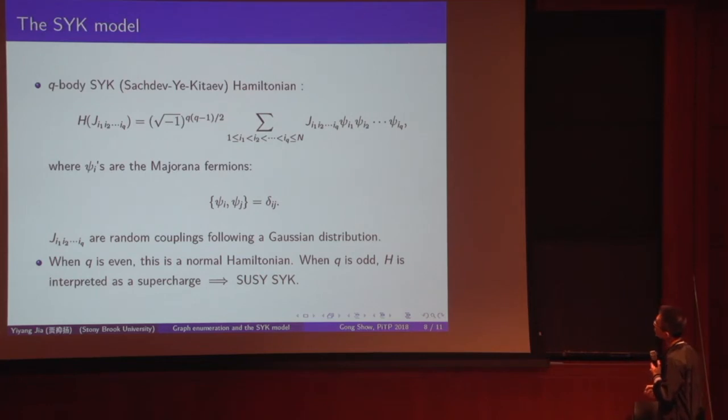Okay, here comes the definition of the SYK model. It describes a Q-body interaction among n different Majorana fermions. And the couplings are Gaussian random. When Q is even, this is just a normal bosonic Hamiltonian. But when Q is odd, H should be interpreted as a supercharge.